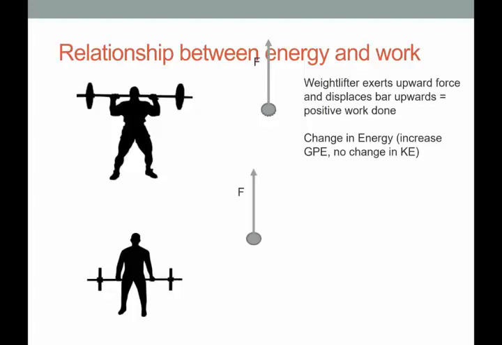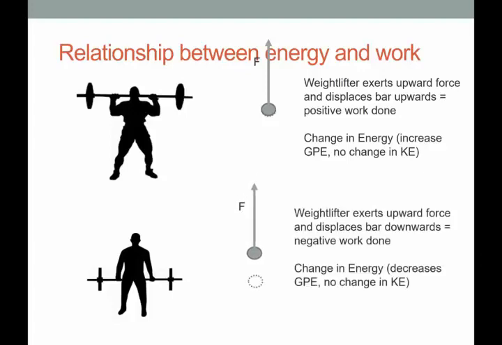The weightlifter now uses an upward force to displace the bar downwards. This is negative work done. Again, what are the changes in energy? There is a decrease in the gravitational potential energy, but there's no change in the kinetic energy.